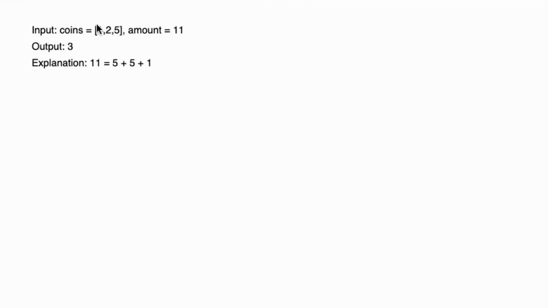So, for example, we're given coins as 1, 2, and 5, and our amount is 11. You'll see that the way we can make 11 with the fewest number of coins is by using 3 coins. And in this example, that would be 5, 5, and 1. So let's look a little bit closer at an example.